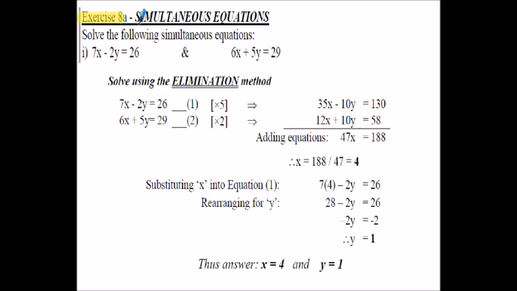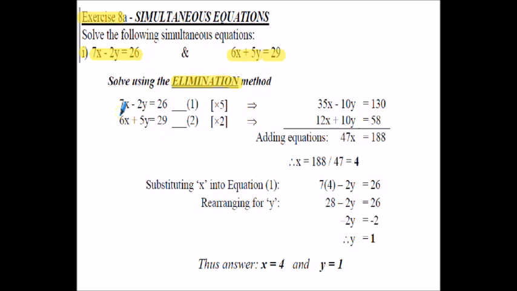Exercise 8a, simultaneous equations. Part 1 we're going to solve with the elimination process. We're given in the question two equations: 7x minus 2y is equal to 26, and also 6x plus 5y is equal to 29. And with the elimination process, what we've got to do is have all the x and y terms on one side of the equation and the constants on the other. And that's the way the equations have been given to us in this particular question, so they're already in the right format. So using the elimination method here.